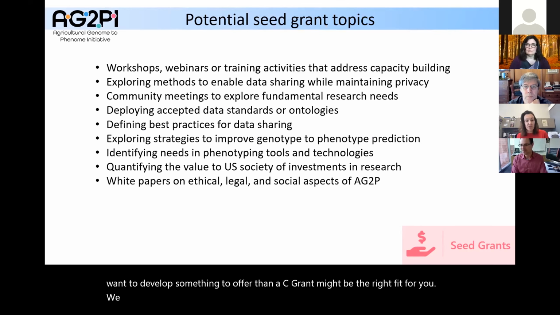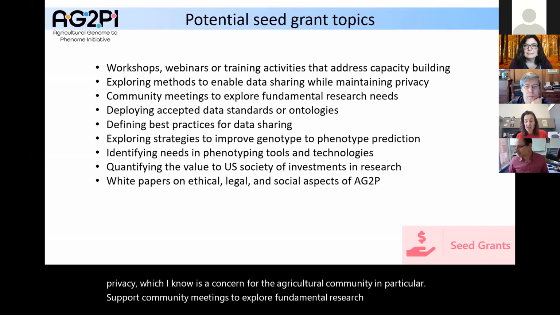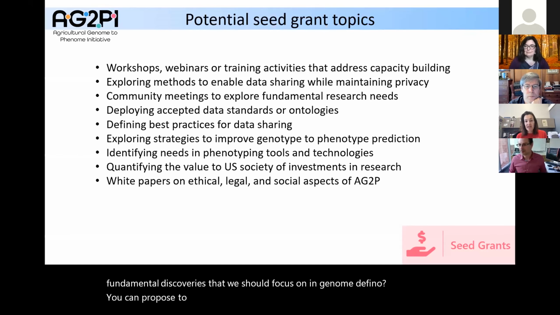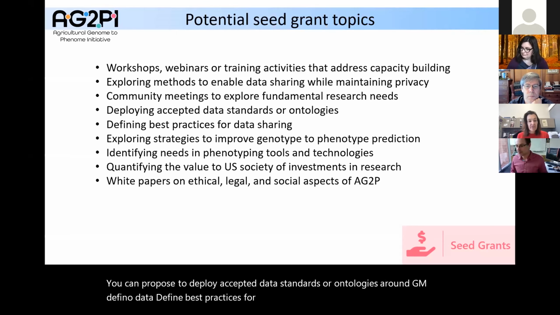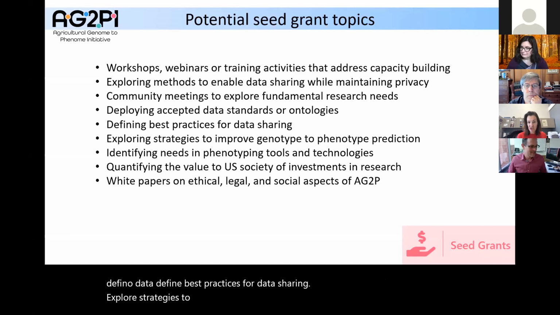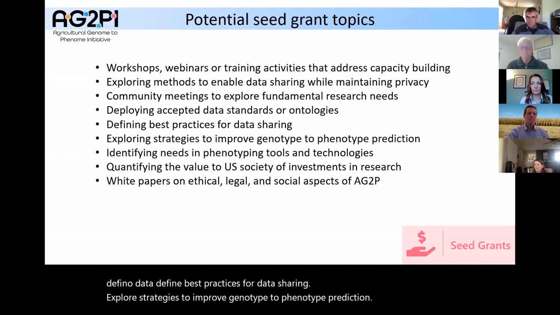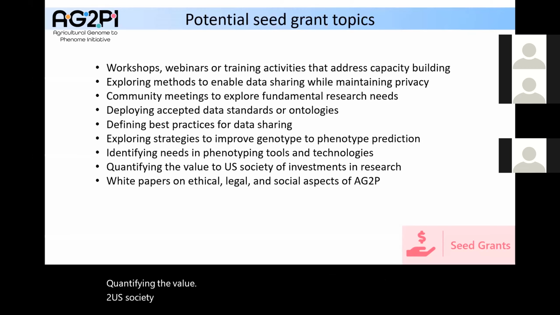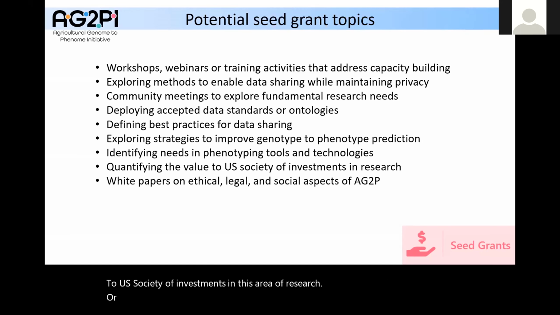You could offer to explore methods to enable data sharing while maintaining privacy, which I know is a concern for the agricultural community in particular. Support community meetings to explore fundamental research needs. Are there fundamental discoveries that we should focus on in genome to phenome? You can propose to deploy accepted data standards or ontologies around genome to phenome data, define best practices for data sharing, explore strategies to improve genotype to phenotype prediction, identify needs in phenotyping tools and technologies, quantify the value to US society of investments in this area of research, or propose to write white papers on ethical, legal, or social aspects of agricultural genome to phenome.